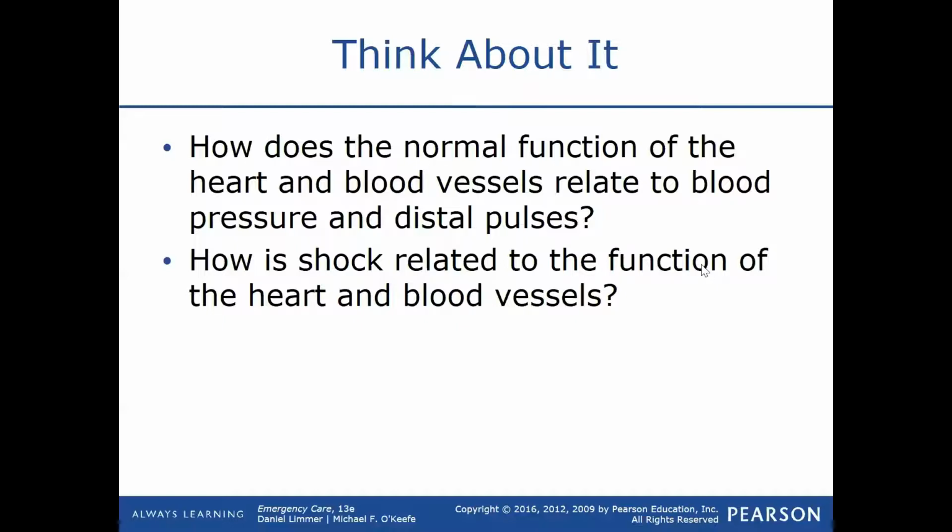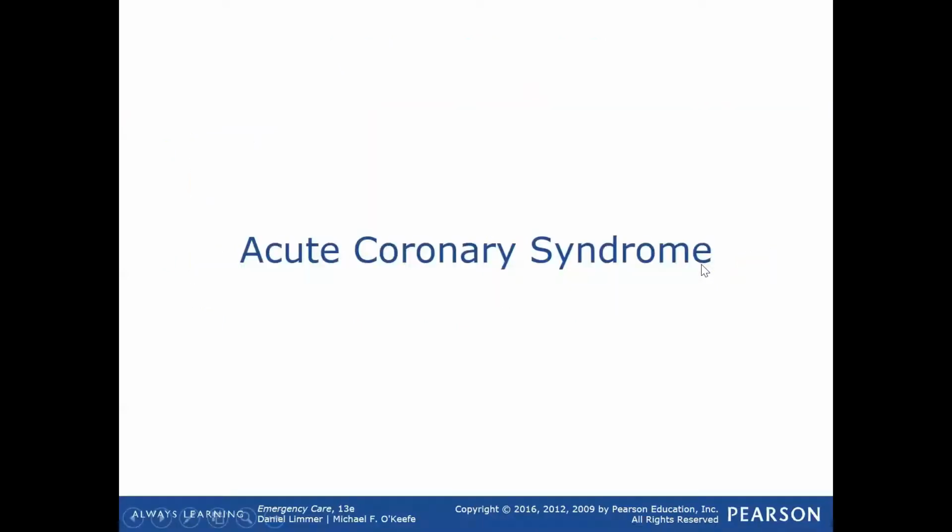Okay, all right, so now we're going to talk about acute coronary syndrome. Who here remembers what acute coronary syndrome is, or at least has kind of an idea of what that is? It's kind of like any kind of coronary problem with the heart, like any kind of angina or heart attack or anything like that? Yeah. So it follows along those lines.